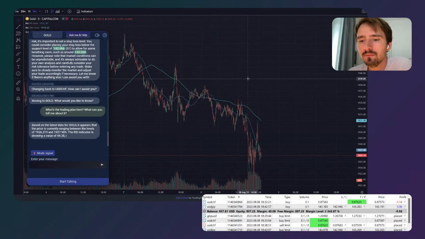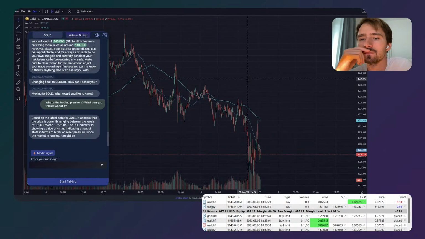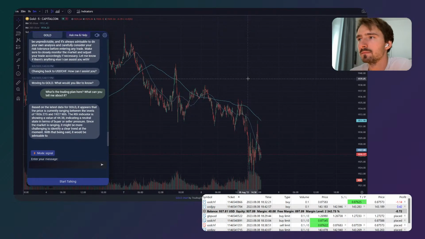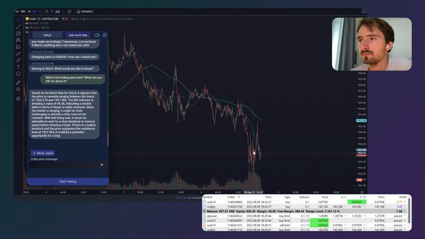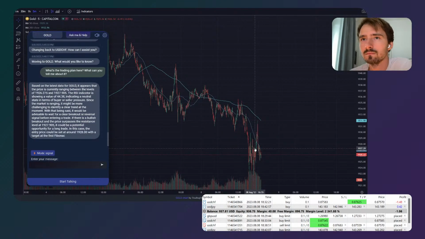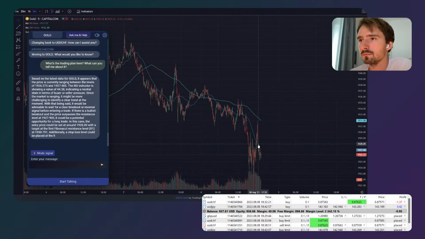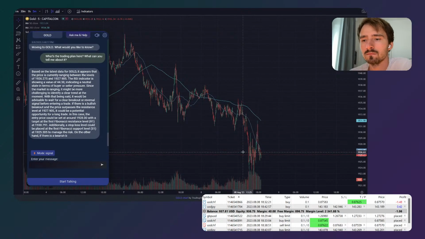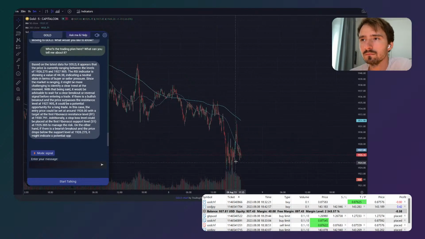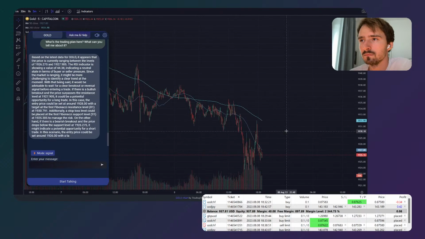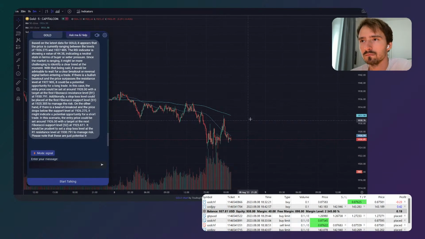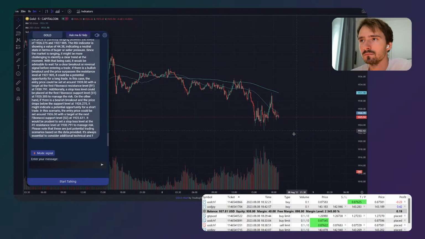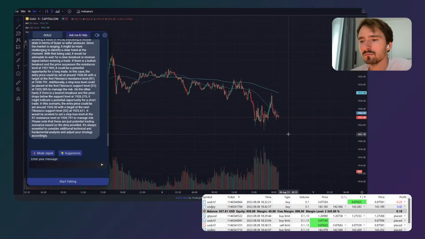Based on the latest data for gold, it appears that the price is currently ranging between the levels of 1,926.275 and 1,927.905. The RSI indicator is showing a value of 44.38, indicating a neutral state in terms of buyer or seller pressure. Since the market is ranging, it might be more challenging to identify a clear trend at the moment. With that being said, it would be advisable to wait for a clear breakout or reversal signal before entering a trade.